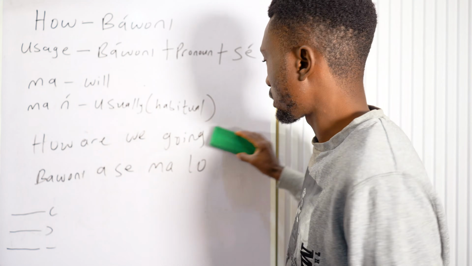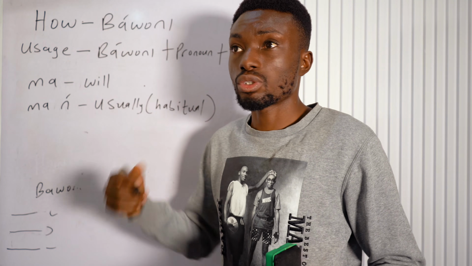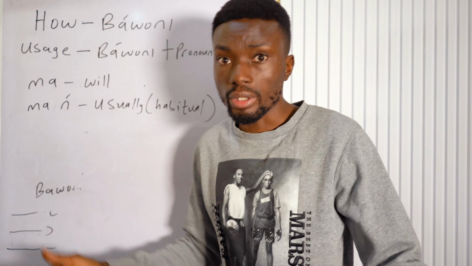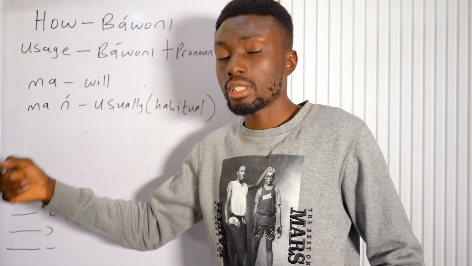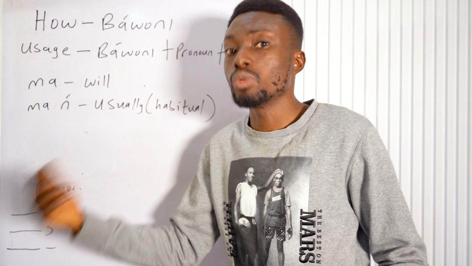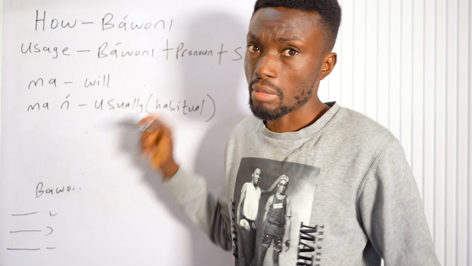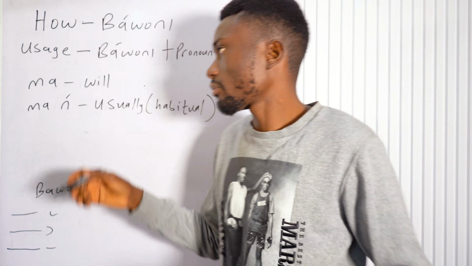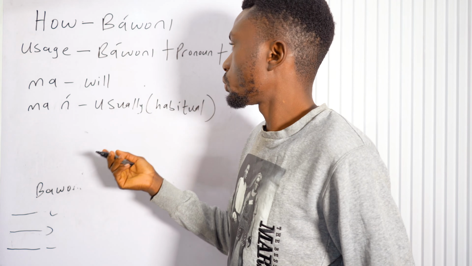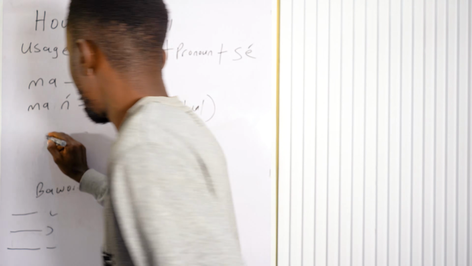Let me try one more example. If it's something that has not happened before, and you are just asking about the feasibility of something, it will still be máa. How are we going? Báwo ni a ṣe máa lọ. How will we go? Báwo ni a ṣe máa lọ. Or how would we go? Báwo ni a ṣe máa lọ. So if you're asking about the feasibility of something, it will still be this máa. But if it's something that is really happening right now, that one can be, how are you, báwo ni o ṣe ń, how are you doing it?